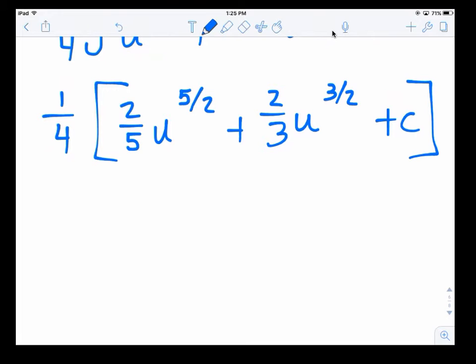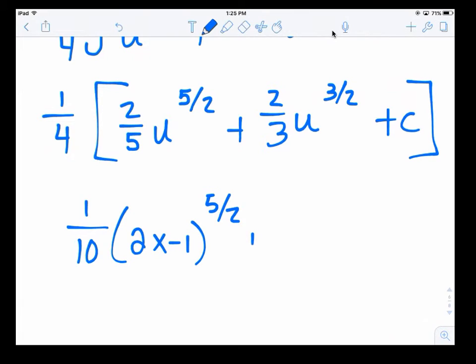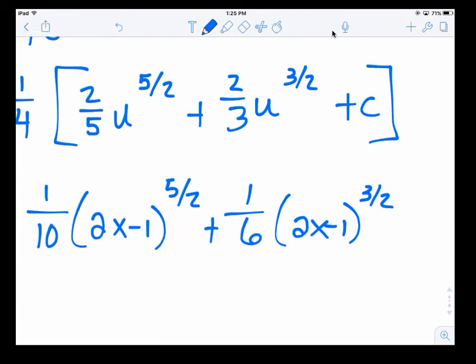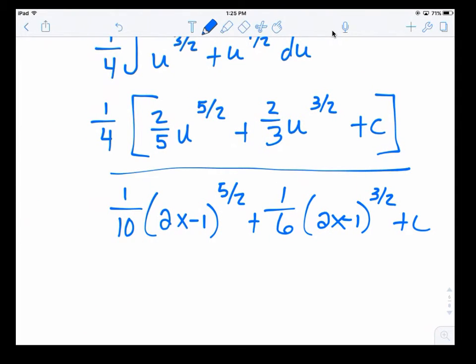So you have 1 over 4 times 2 over 5, which is 1 over 10. I know that u is 2x minus 1, so the 5 halves, plus, what is that? That's 2 over 12, so that's 1 over 6. 2x minus 1 to the 3 halves. And then 1/4 times a constant is just a constant. So that would be your final answer.